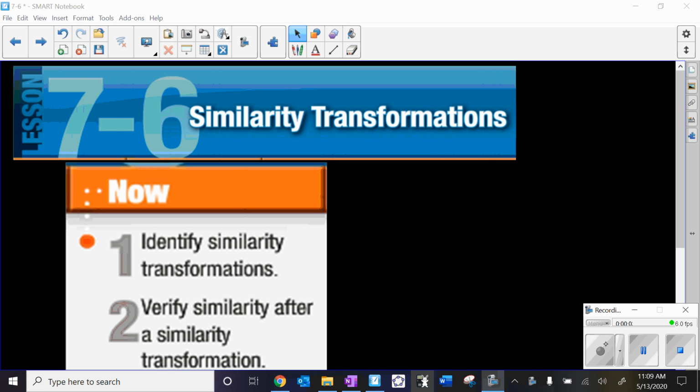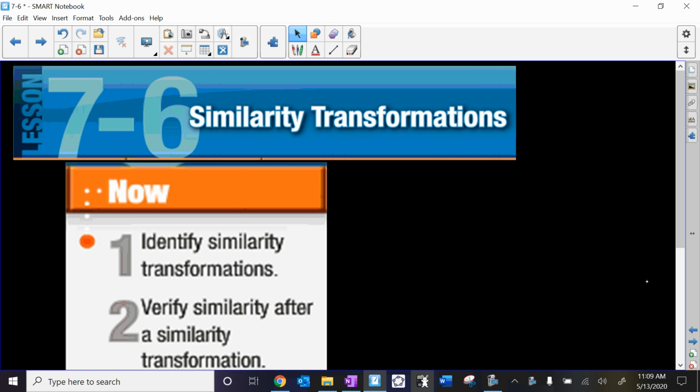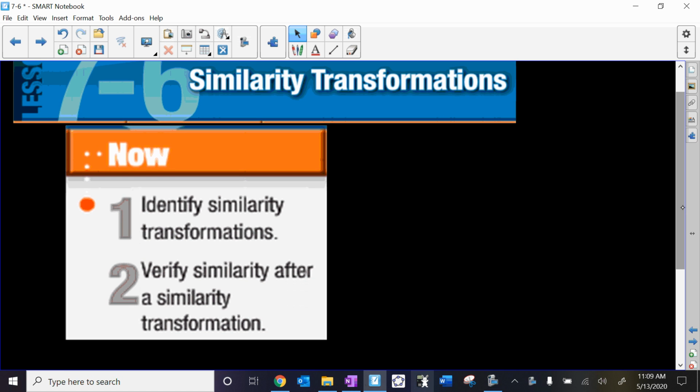Section 6 has us looking at similarity transformations. We've talked about congruent transformations before, which were reflection, translation, and rotation. And now we're going to look at one other type of transformation, which is called a dilation, and that is a similarity transformation. And then we'll look at verifying similarity transformations on a coordinate plane to finish.